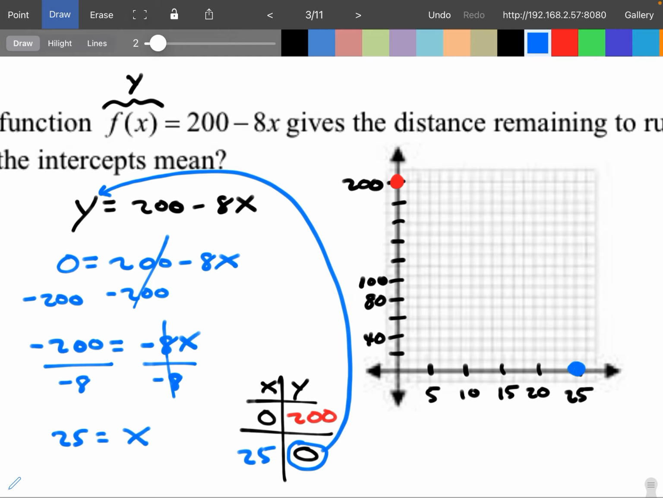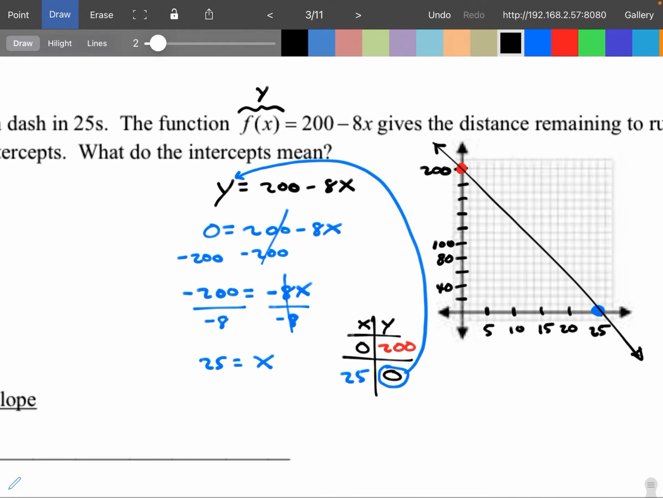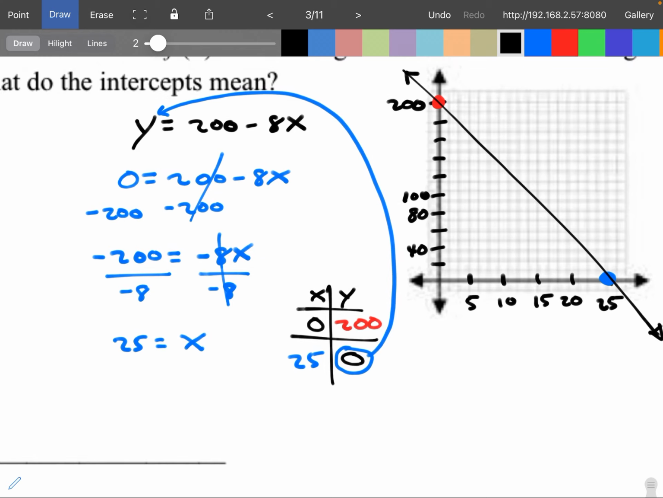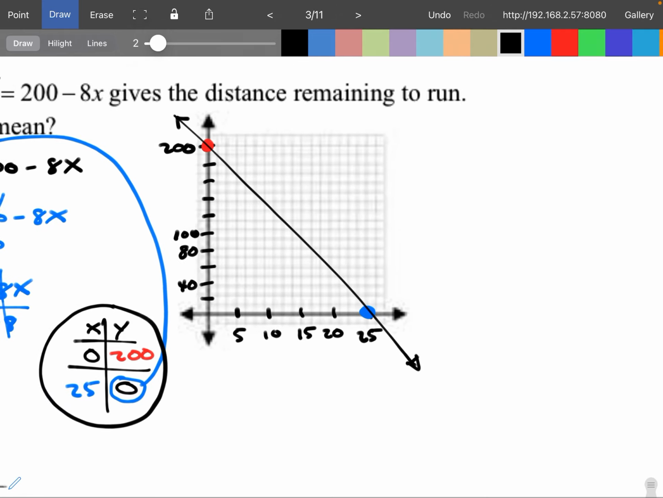All right, so just plot those points now. So the first point here is the point 0, 200. Well, that's the red point. That is up here. And then the blue point there is 25, 0. Well, that's 25 to the right and then 0 up or down, so that's right here. And then you just graph your line. So your line looks like that.